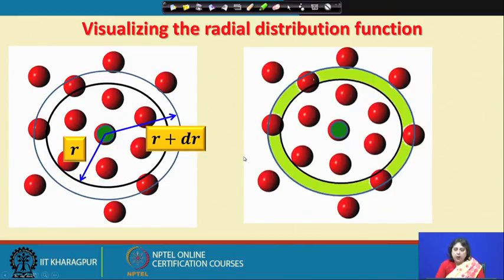Okay. So, now I have a thin spherical shell of width dr, and with the tagged particle at the center, I am going to count the number of particles that have their center within this spherical zone. In this picture I have 4 atoms present within this spherical zone, when I have this tagged particle at the origin.